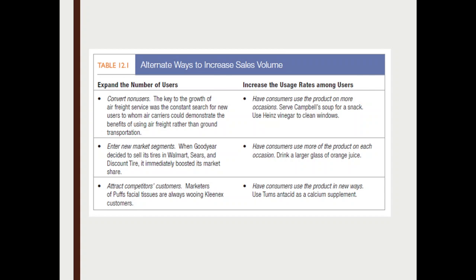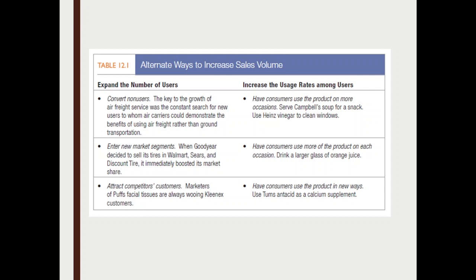Increase the usage rate. Okay, so increase the usage rate based on certain particular occasions. You tell them how to use it, how to basically increase on certain occasions, have a constant use of that product on a particular occasion. So the idea is, if you've been using it once, make them use it more than once. Have consumers use more of the product on each occasion. Drink a larger glass of orange juice.